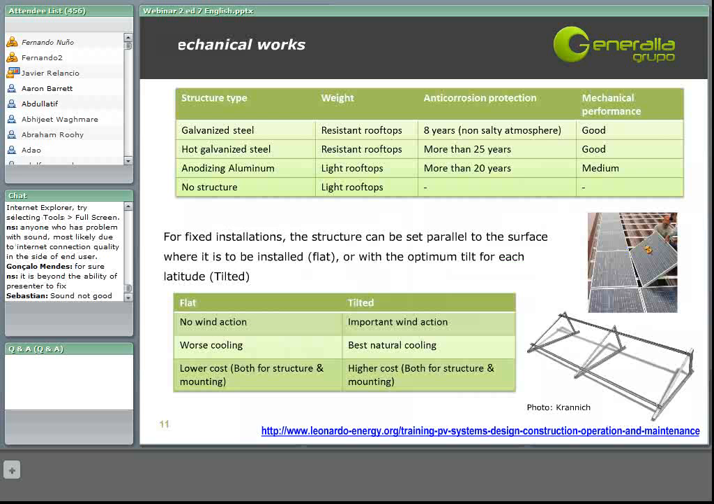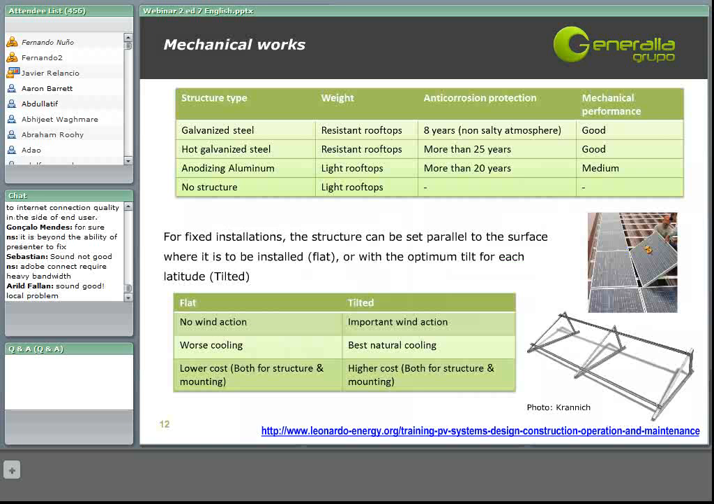The main mechanical work to be done during the execution of a solar plant might be the panels and structure installation. We can find different types of structures depending on their usage and lifetime. Here you have a table with some types of structures and their main features. As we said during the first webinar, especially in rooftops, the structure can be set parallel to the surface where it is to be installed. That is called flat, or with the optimum tilt for each latitude.